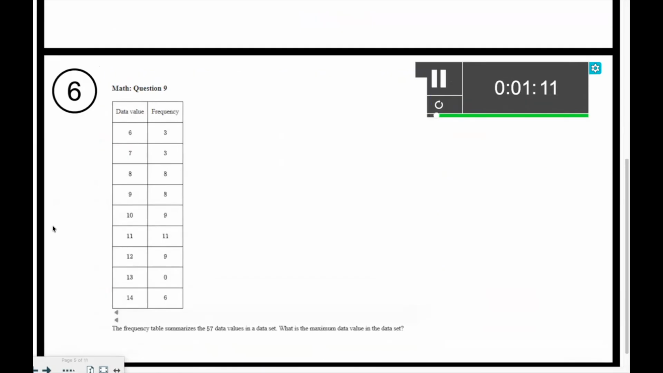This is an example of a problem that has a lot of information and there's only one number that's important. You just have to know what a frequency table means. But this has no work to do. It's just one thing you have to look at. We have a frequency table and it wants the maximum data value. So the maximum data value is just down here at 14. There's no work to do here.